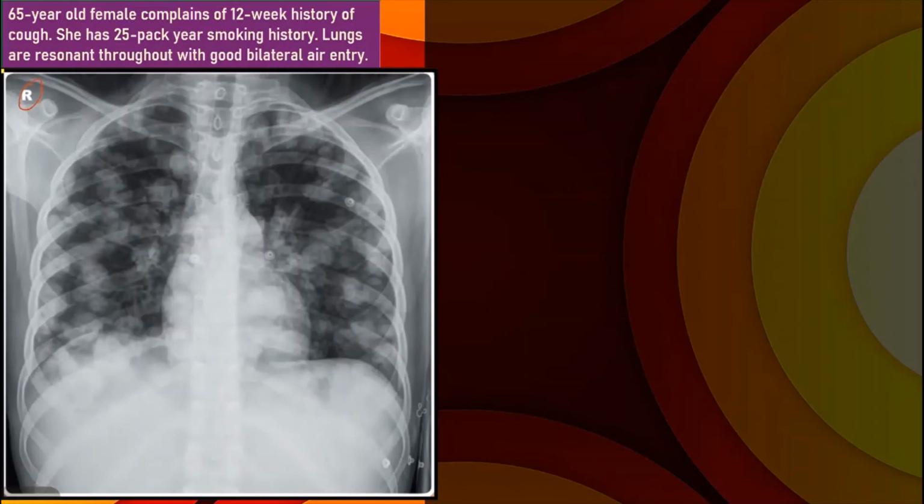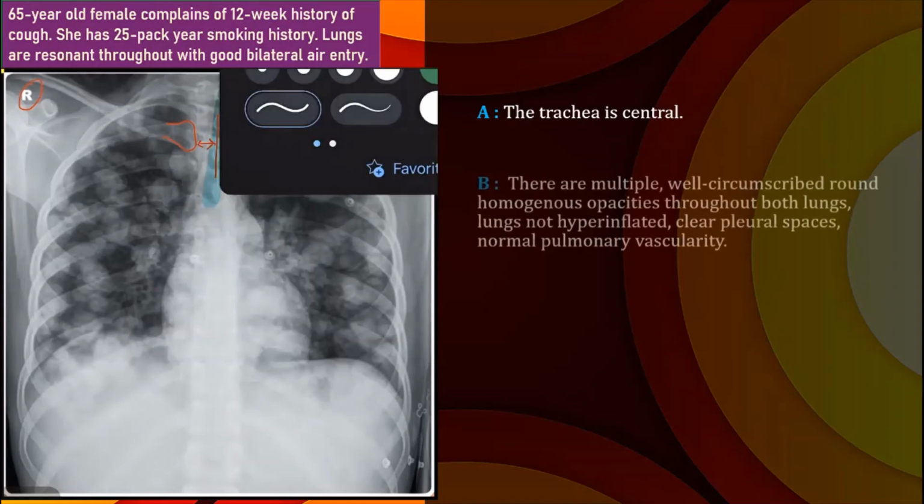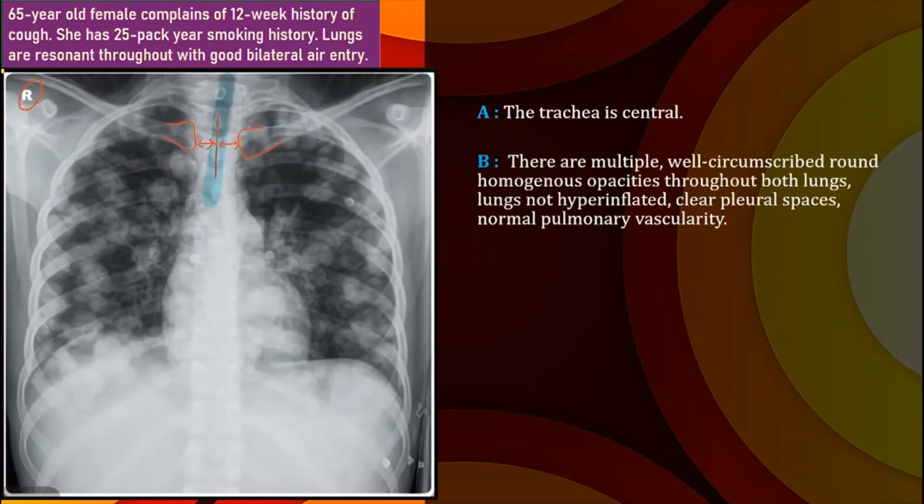So A, airway, the trachea is central. You want to confirm that by drawing the medial aspect of the clavicle and the spinous process. You can see it's a similar distance. So you have confirmed that the trachea is central. Next, it's breathing. So you can see a very clear image here.